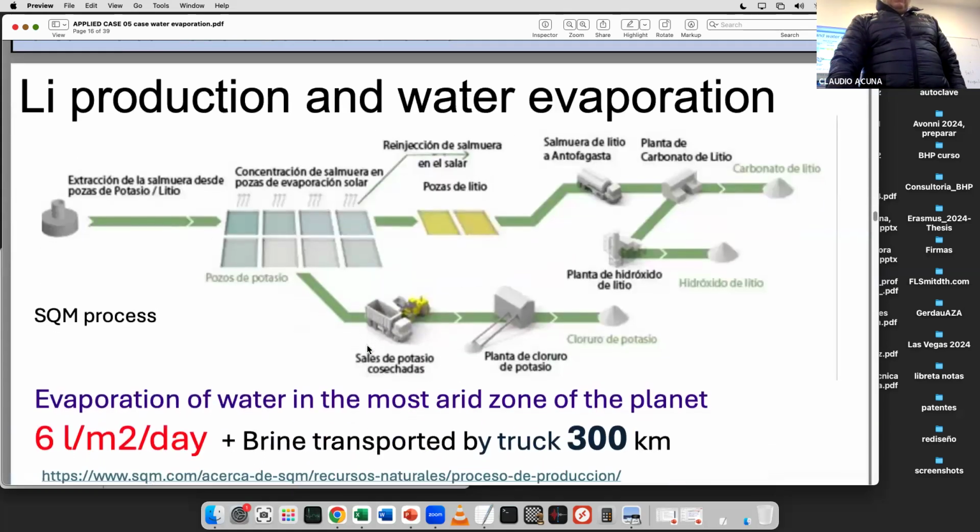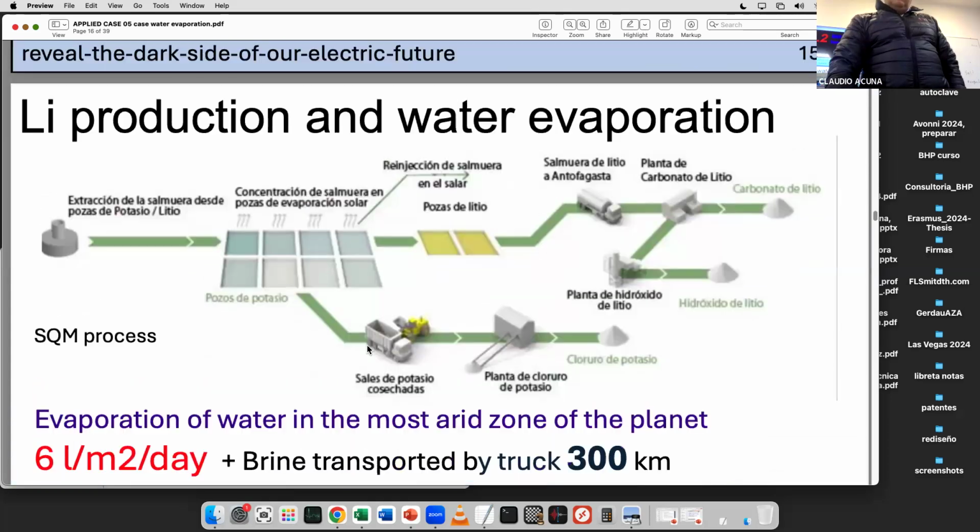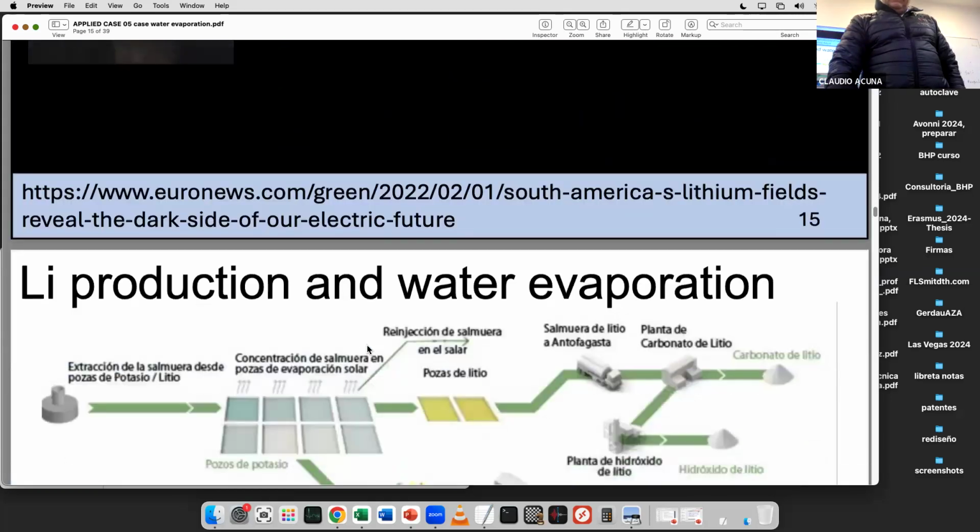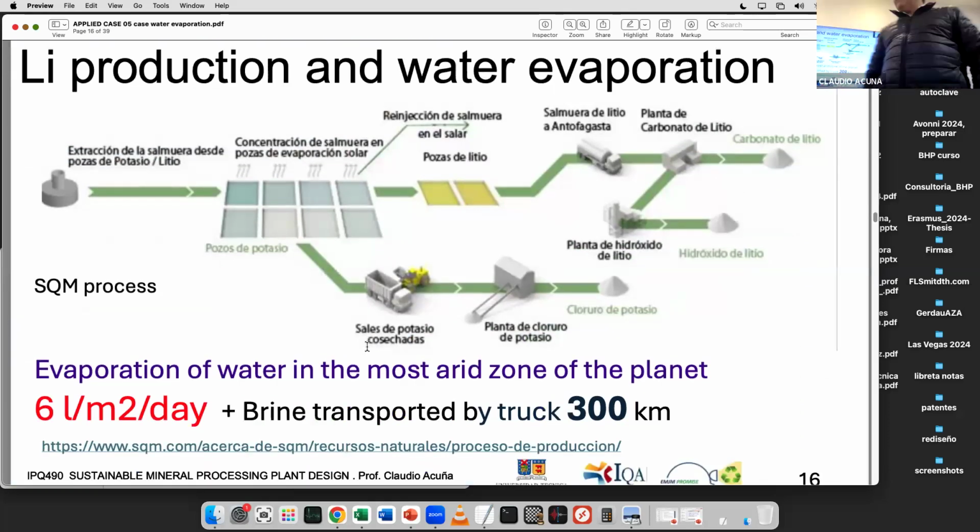So how is the production? Not only the water, it's a little bit more complex than that. So this is the evaporation pumps we are moving. And then it's transported by truck. It looks very short, but those are 300 kilometers. Imagine the CO2 footprint.